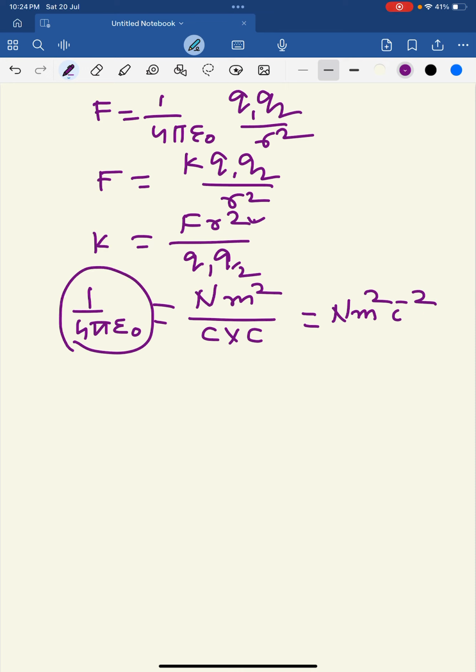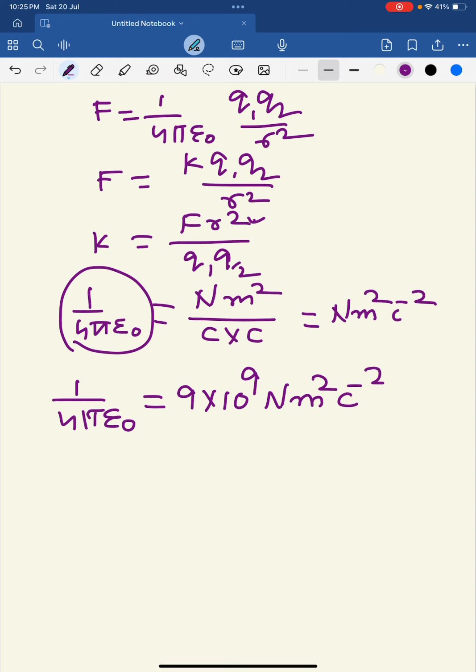This 1 by 4 pi epsilon naught has a fixed value. I'm going to write here that the value of 1 by 4 pi epsilon naught is 9 into 10 power 9, and the unit is Newton meter square C power minus 2.